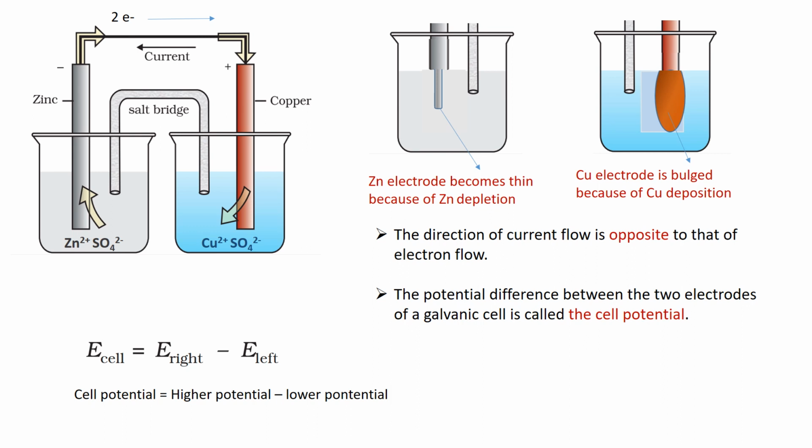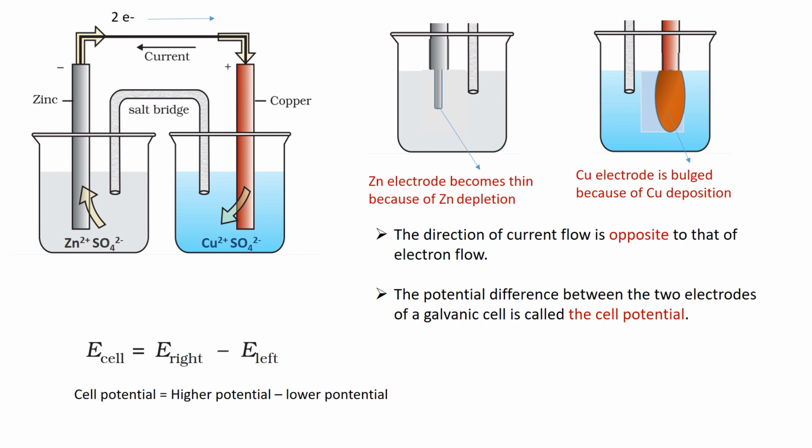How will the electrode change? The zinc electrode is depleted, that is, it becomes lean, because when the zinc gets oxidized it turns into zinc ion in the aqueous solution, and hence it will be in the aqueous phase, not in the solid phase, so the size of the electrode is depleted.